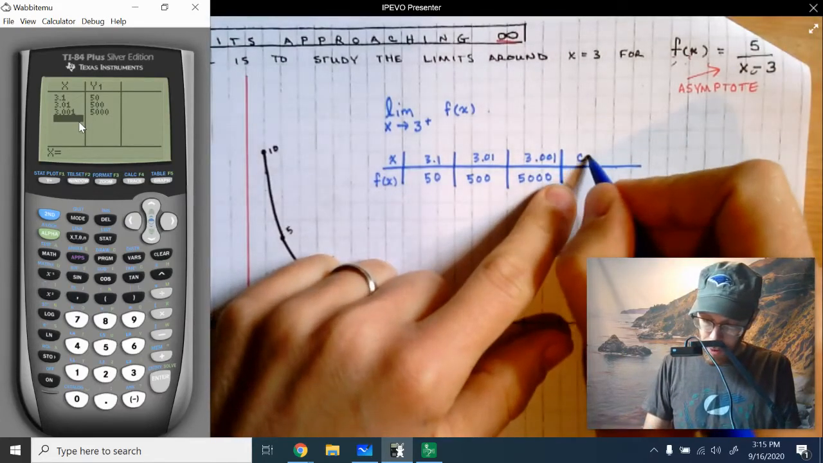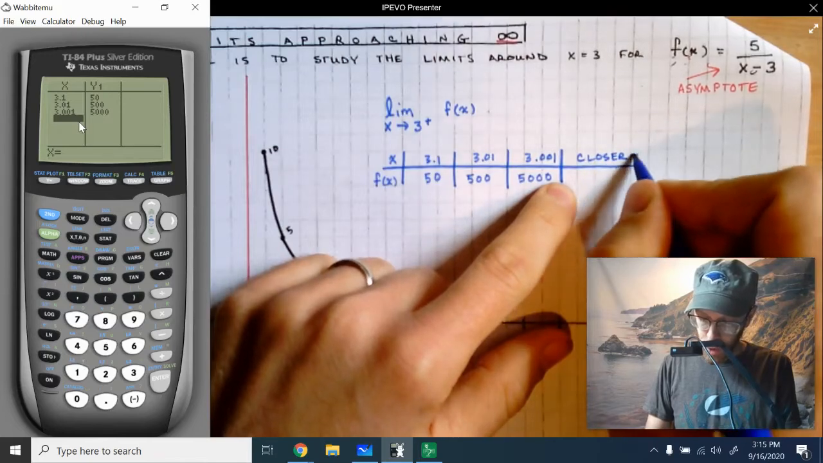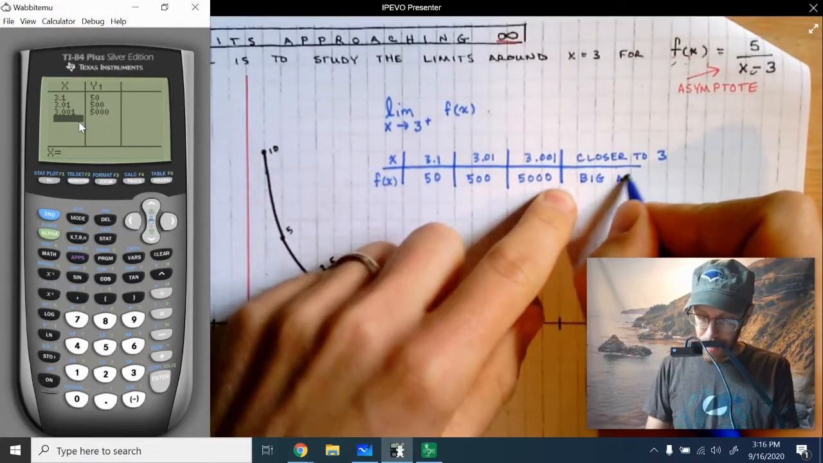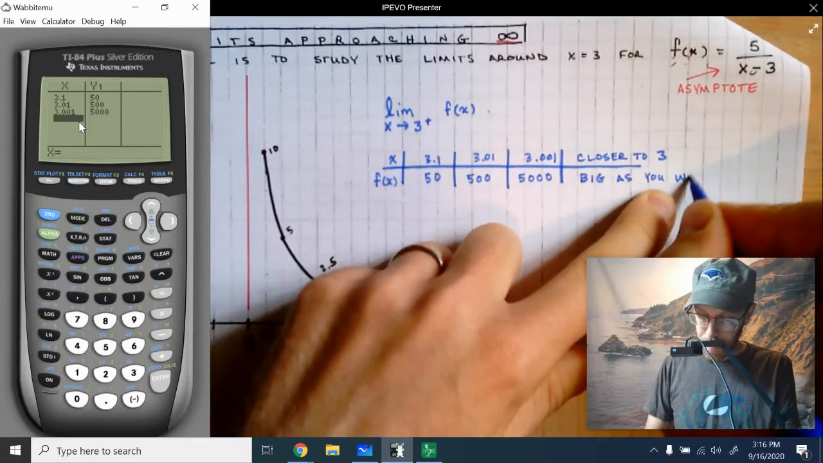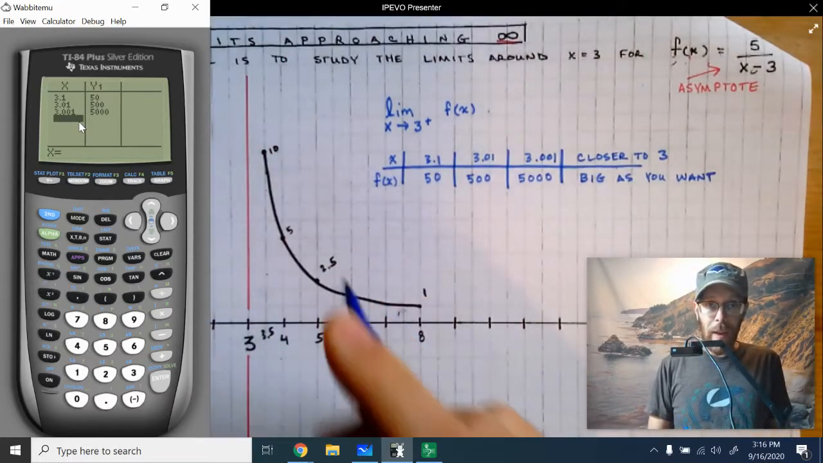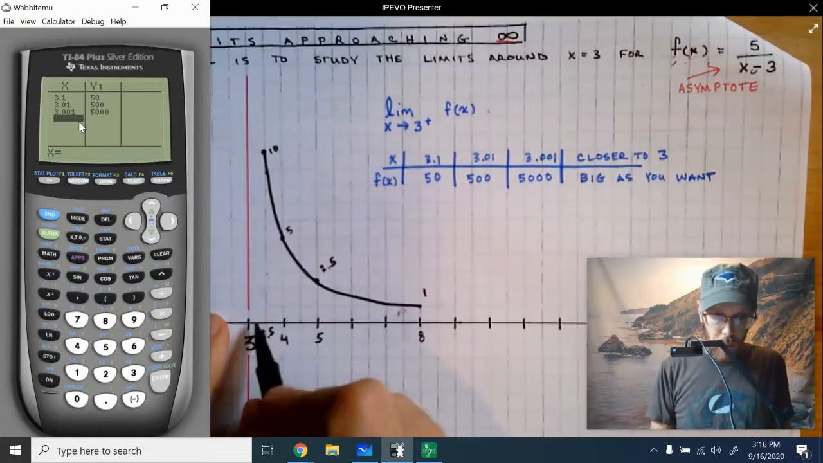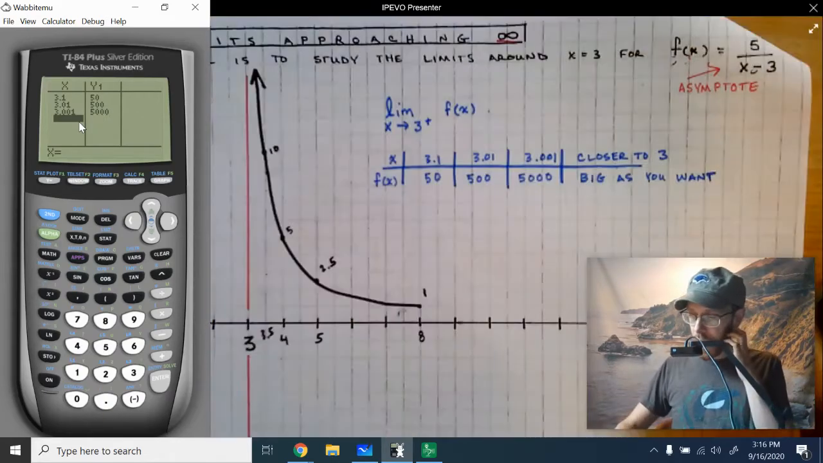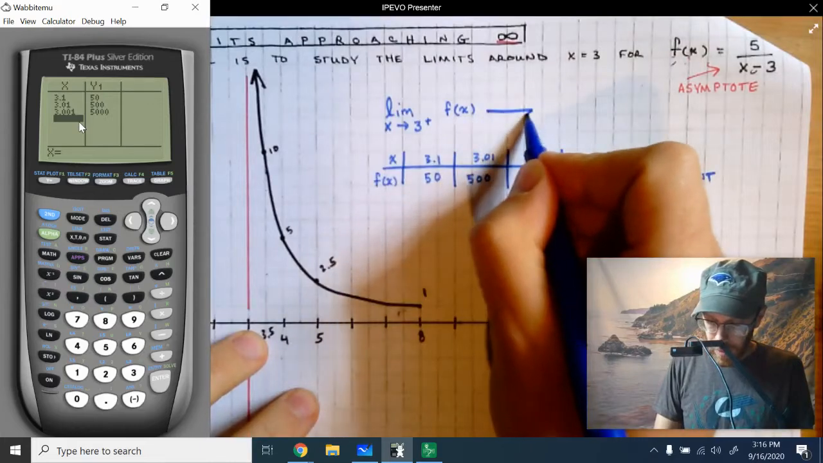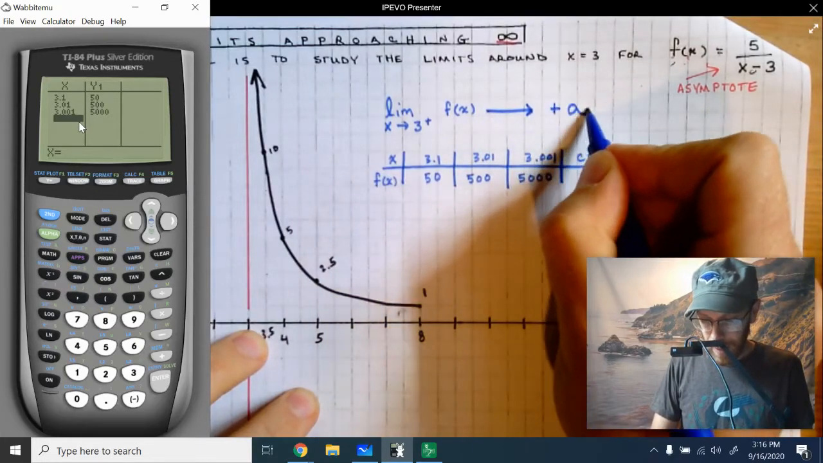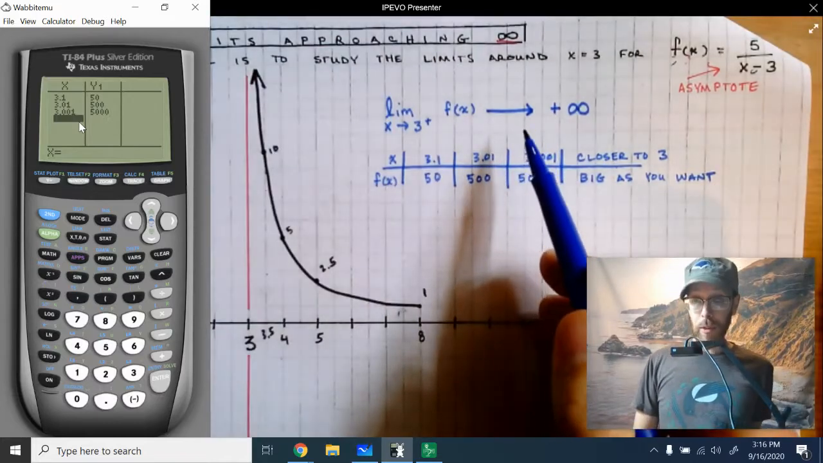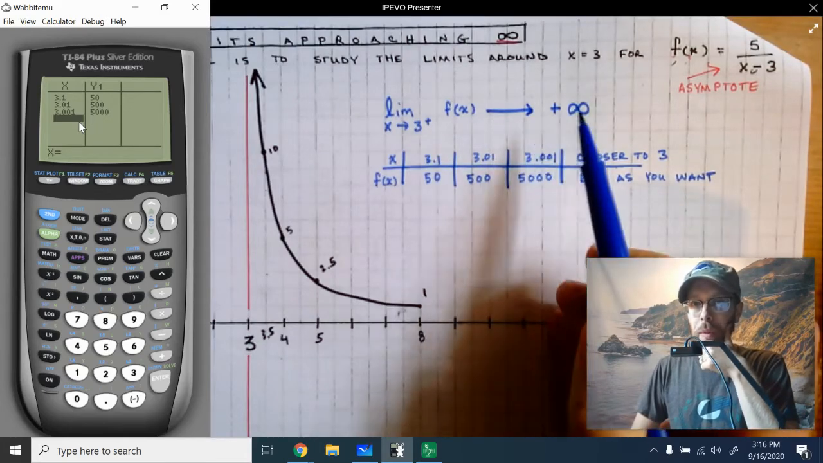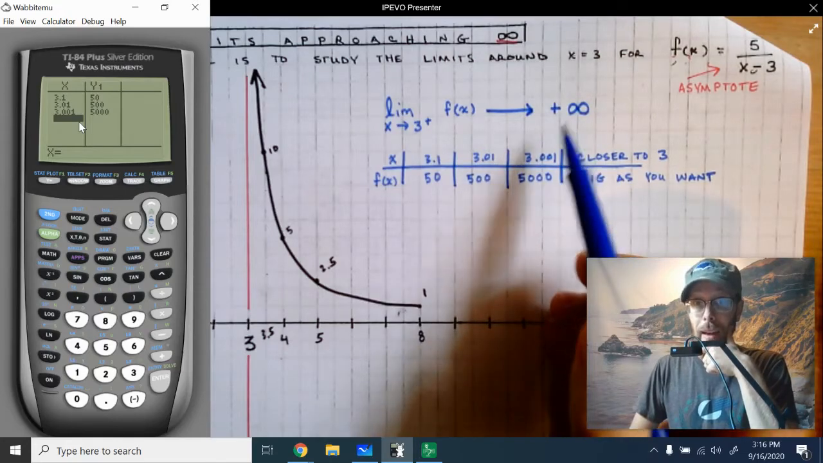In fact, we'd say that as you move closer to 3, the y value is going to get as big as you want. And if moving your x value close to some value makes your y incredibly large, that's when we say that the limit is approaching infinity. In this case, a positive infinity. You'll notice that I don't put an equal sign in here. Your book does use an equal sign. I use an arrow because I don't think you can be equal to infinity. Infinity is not a number.